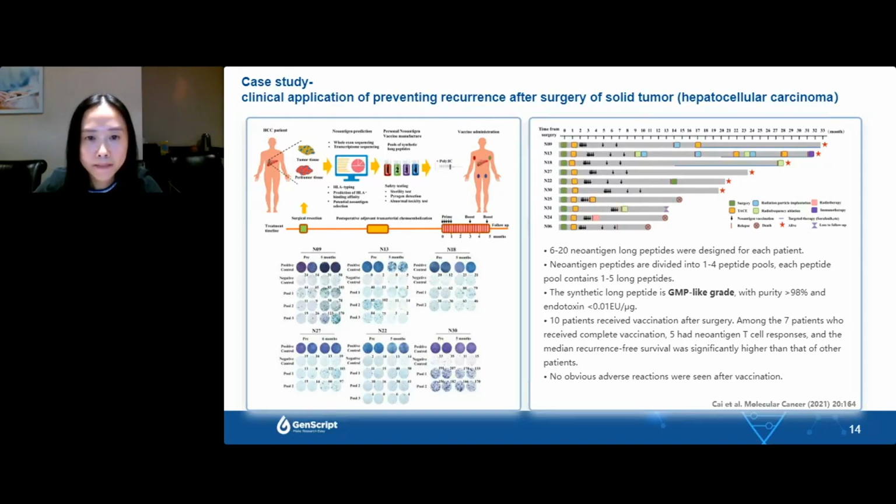Finally, 10 patients received the vaccination after surgery. Among 7 patients who received the complete vaccination, 5 had the neoantigen T-cell response. And no obvious adverse reactions were seen after the vaccination. The final result is the median recurrence-free survival was significantly higher than that of the other patients.